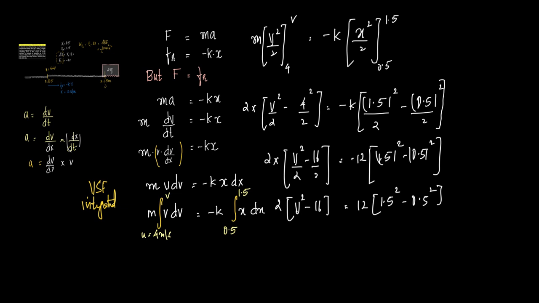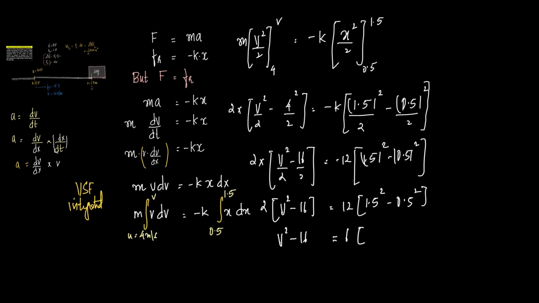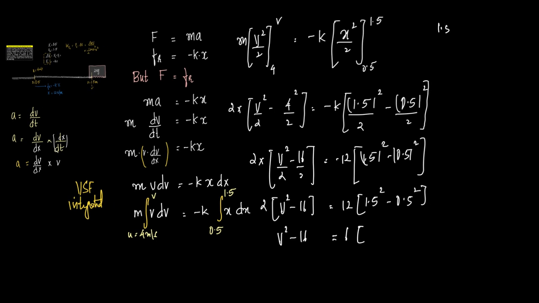So further, this is v square minus 16 is equal to, wait, is there any other way of solving this? Are we doing it in the difficult way? Well, okay. So this 12 by 2 is 6. 6 into 1.5 square minus 0.5 square. a square minus b square is a plus b into a minus b, which is 1.5 plus 0.5, which is 2, and 1.5 minus 0.5. So v square is equal to 6 into 2 is 12.